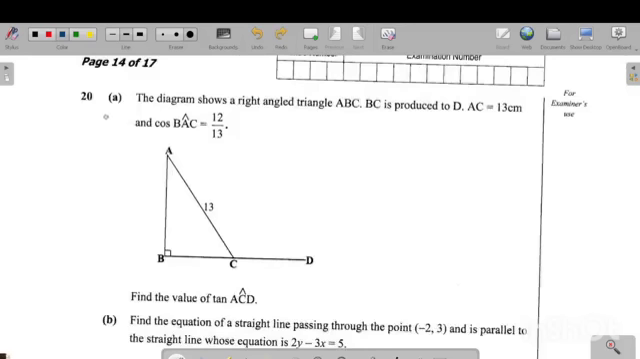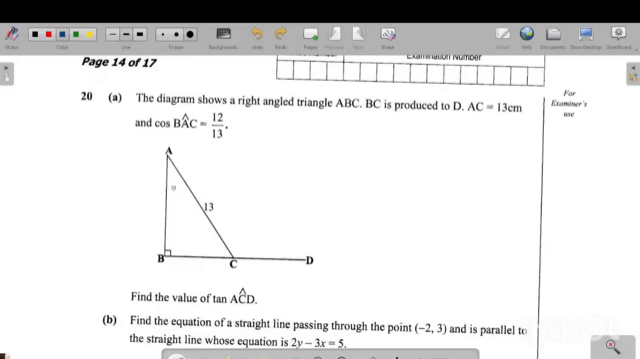All right, number 20A. The diagram shows a right-angled triangle ABC. BC is produced to D. Then AC is equal to 13 centimeters, and cos BAC is equal to 12 over 13. Find the value of tan ACD.